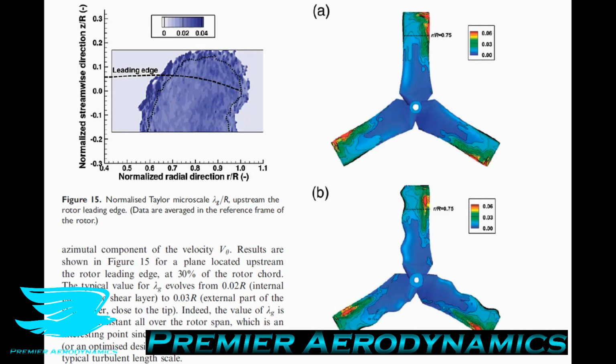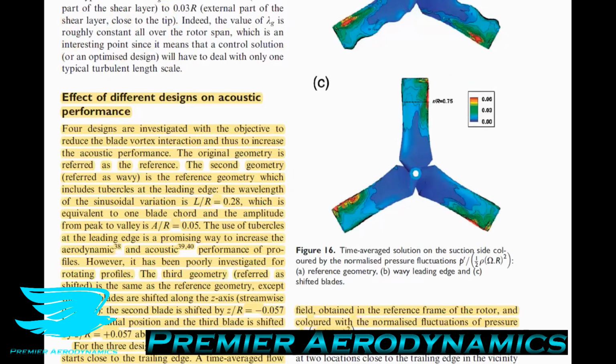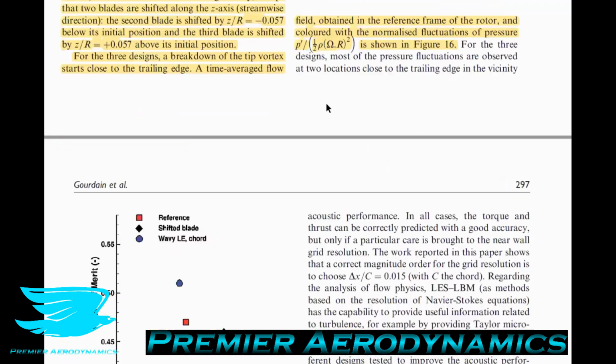The global noise of each configuration can be evaluated at a distance of 10 rotor radii downstream by integrating the pressure signals on all frequencies, which gives a total noise of, for the reference case, 64.9 decibels, for the tubercle case or wavy leading edge case, 64.1 decibels, and for the shifted case, 68.4 decibels. So in other words, we can see here that the LBM method works pretty well because it predicted that the tubercle rotor should reduce noise by a little bit, which it does. So it has picked up this phenomenon quite well. The magnitude hasn't been investigated, but that's for another day.